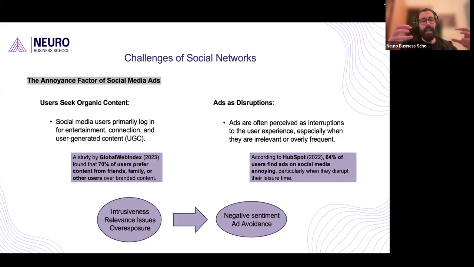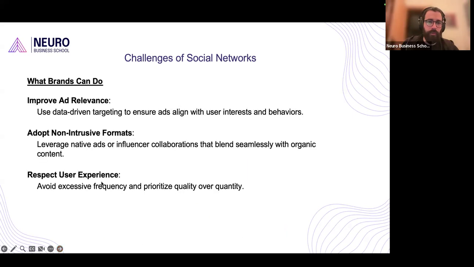We have this problem because the ad is perceived as an interruption of the organic experience of watching videos on Instagram or on TikTok or these kinds of things. But we need to use strategies for making the ads more interesting, or at least less annoying. So let's see in the next slide what the brands can do in this case: improve the ad relevance.